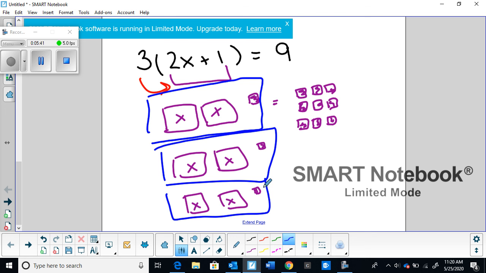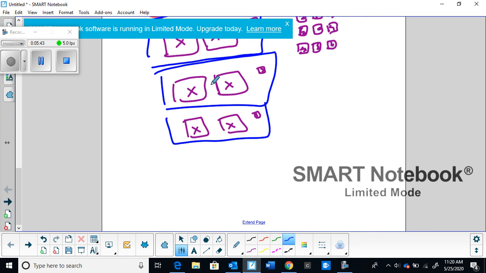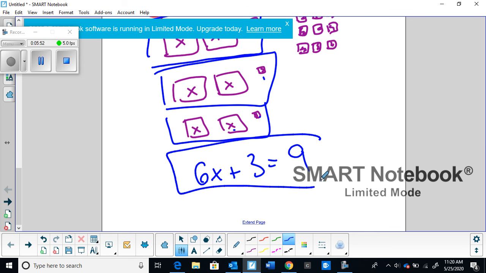There we go. Okay, and so my new equation would be 1, 2, 3, 4, 5, 6 x's plus 1, 2, 3 positives is equal to positive 9. And that would be the equation we'd solve, which is exactly like 10.2. All right, the same modeling as 10.2.